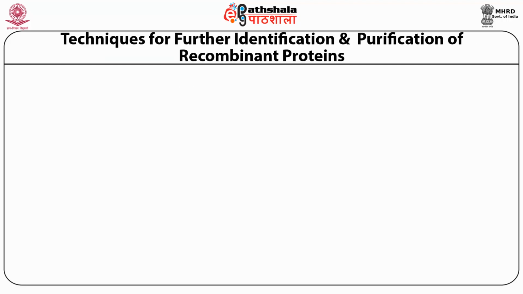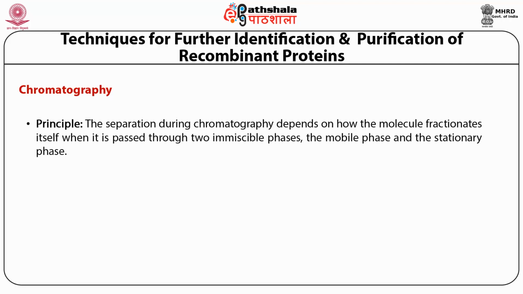Chromatography is one of the important techniques that is used for purification of proteins. During chromatography, the separation depends on how the molecule fractionates itself when it is passed through two immiscible phases, the mobile phase and the stationary phase. Depending upon how much the protein fractionates itself into the stationary phase or mobile phase, it determines how fast the protein would be eluted out from the chromatography column.